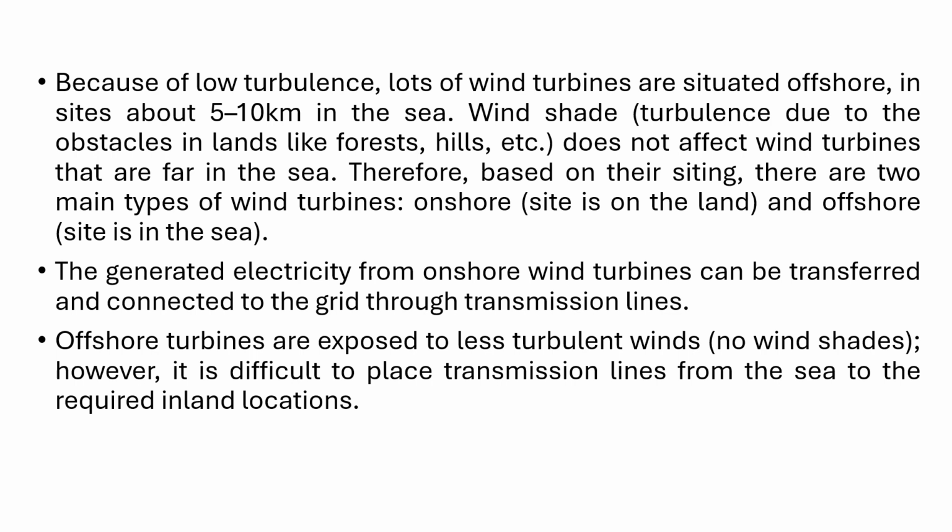Therefore, based on this siting, there are two main types of wind turbines, onshore and offshore. Onshore is nothing but a site on the land, a wind turbine on the land surface, whereas offshore is a wind turbine or site in the sea. The electricity generated from onshore wind turbines can be connected to the grid through transmission lines. That's easy to do. But offshore, it is exposed to less turbulent winds, of course with no wind shades. However, it is difficult to transmit the power. Transmission lines cannot be placed in the middle of the sea, so power transmission is a bit difficult.